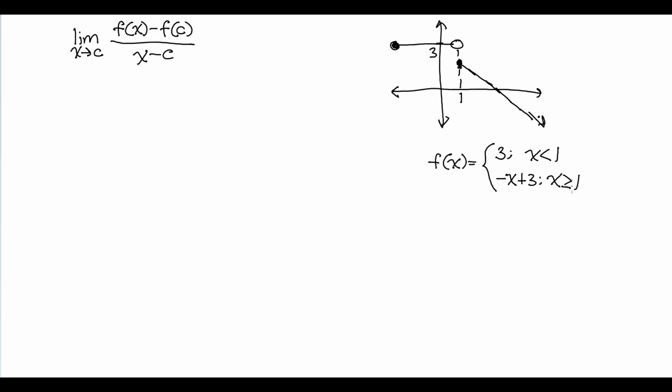So you could see it's clearly not continuous at 1. So you can imagine it's not differentiable at 1. The slope of the graph of f does not exist, and we can verify that by taking this limit from the left and from the right.